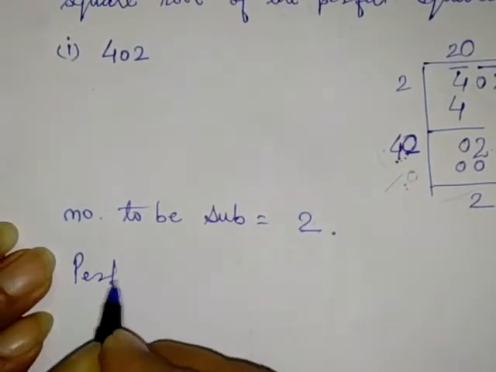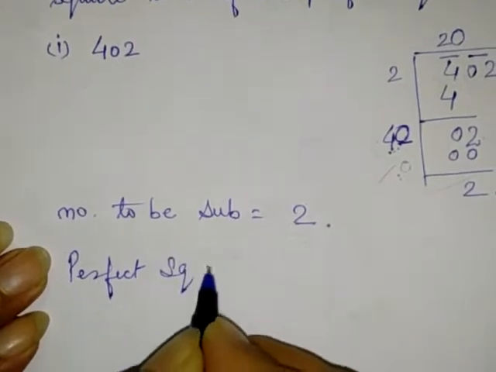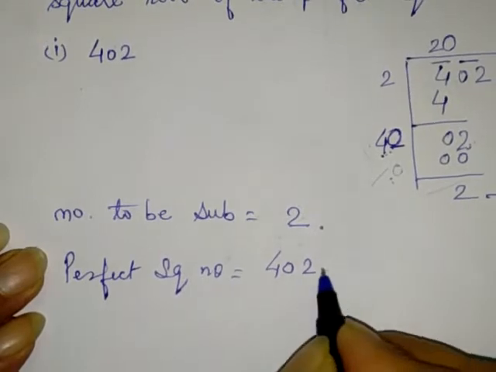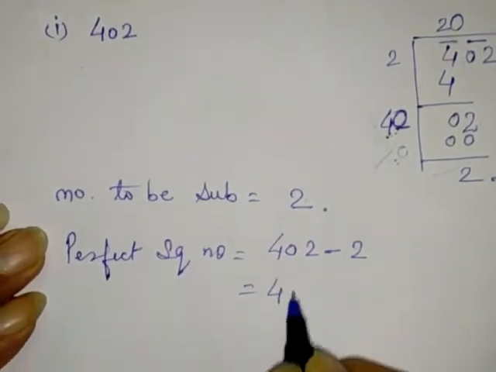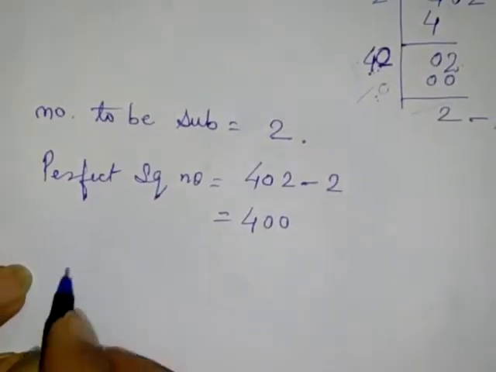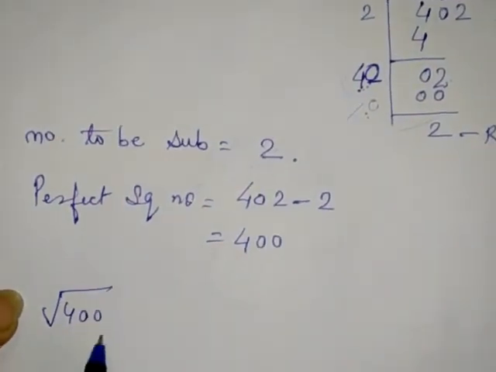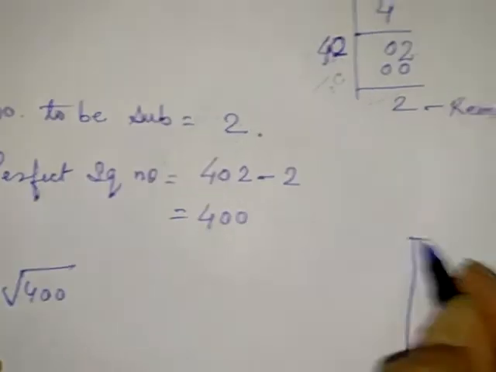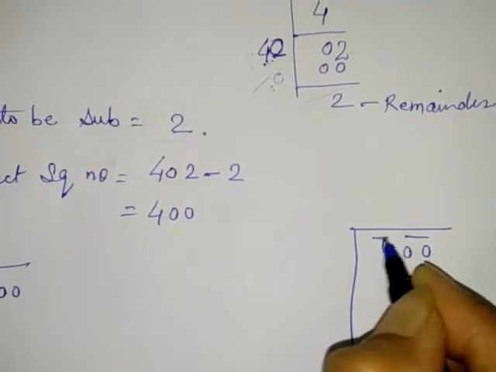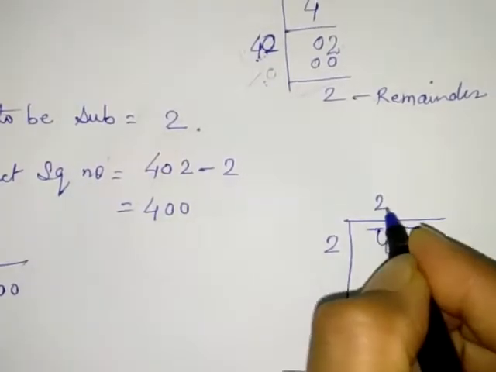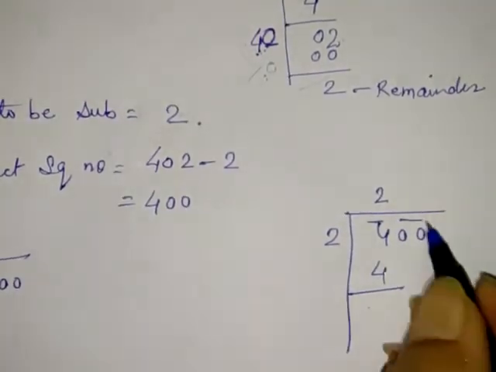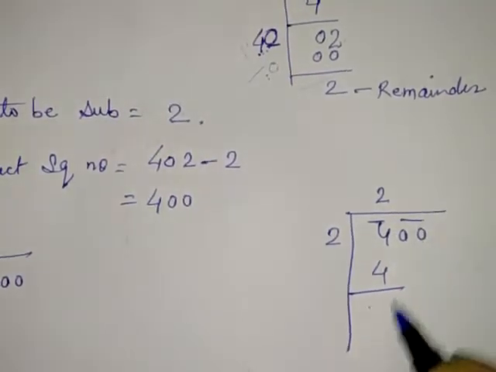And what is the perfect square number now? The perfect square number is equal to the original number whatever was given minus the remainder, that's equal to 400. And it was asked to find the square root of 400. You were supposed to calculate the square root of 400. So do it again. 400, last two digits one pair, this digit one pair. 2 2s are 4. Nothing to be left. Next pair, of course you have to bring down the 0s, as this is already a pair.